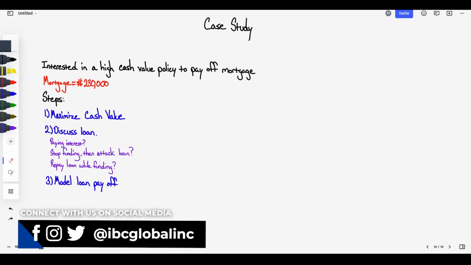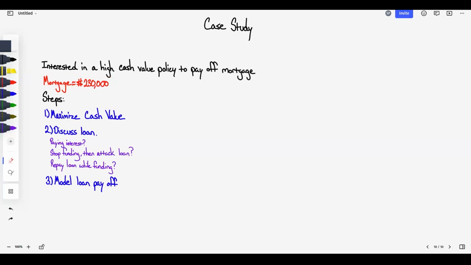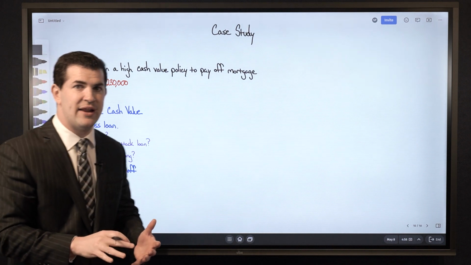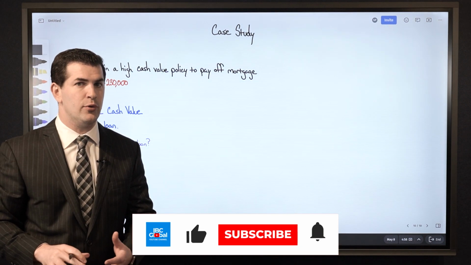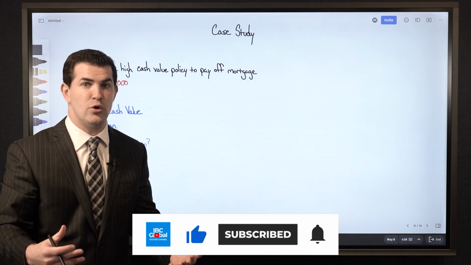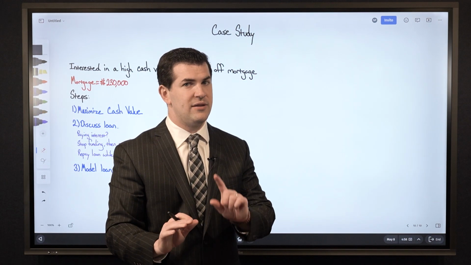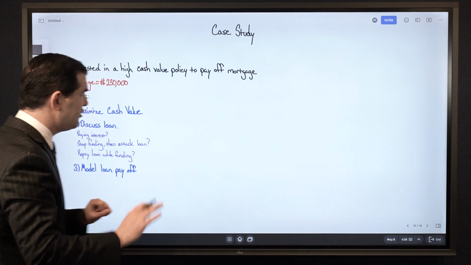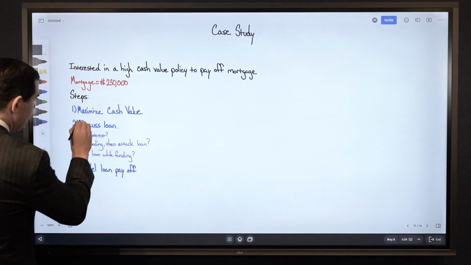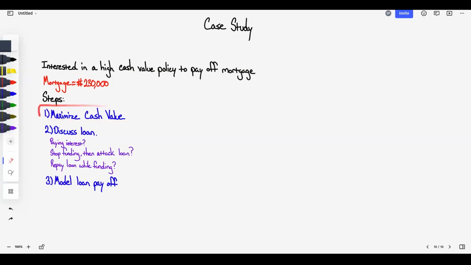Step number one, I cannot emphasize this enough. Maximize the cash value. We want to do this in all cases, especially, however, this is true, if we're using it to pay off debt. Because if you maximize the cash value, what does that do for you? It gives you more cash value to work with so you can then clear the debt sooner. Flexibility is also important. We'll talk about that a little bit when we get to the actual numbers. But flexibility will go hand in hand with maximizing the cash value.